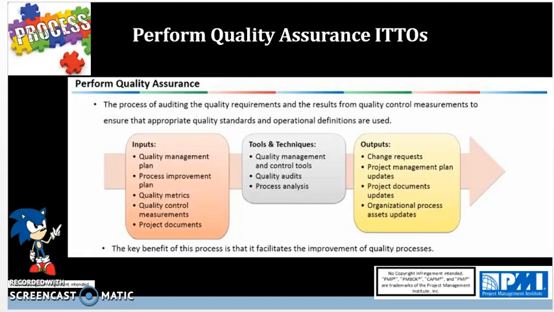That's important because during this execution process right here in quality, you want to implement any improvements that you might have found during the control quality process or in the audit, and implement them the next go around so you don't see that issue again. Then you have quality metrics, and then you have quality control measurements and project documents. So those are your inputs.